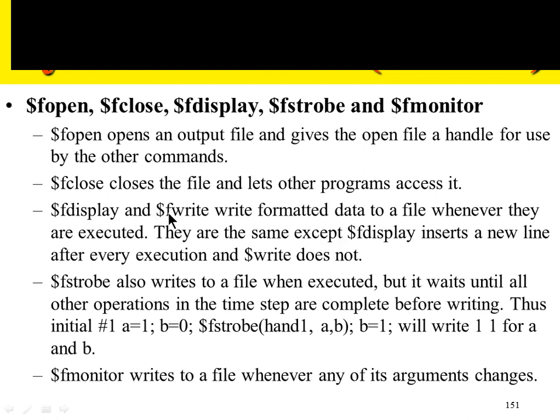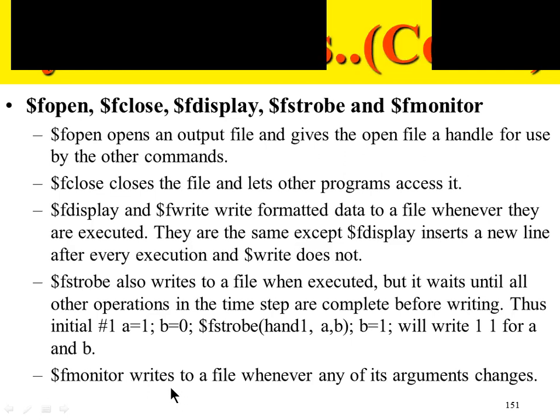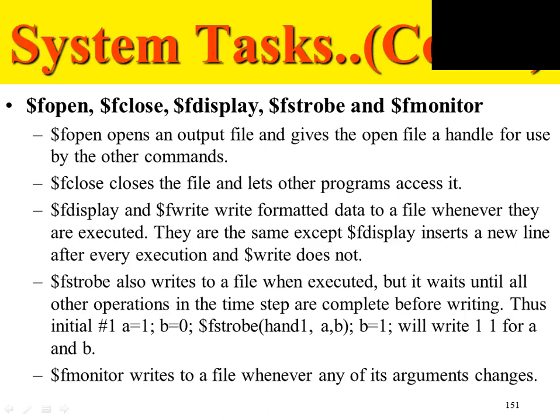So $fdisplay and $fwrite will write to the file. $fstrobe will also write to the file. The only way $fstrobe works is at the end of the time step it will write to the file, just like $strobe. $fmonitor will do the same thing like $monitor: whenever a signal changes value, the arguments being signals, instead of displaying it to the simulator window, it will write that particular message to the file that we have opened.